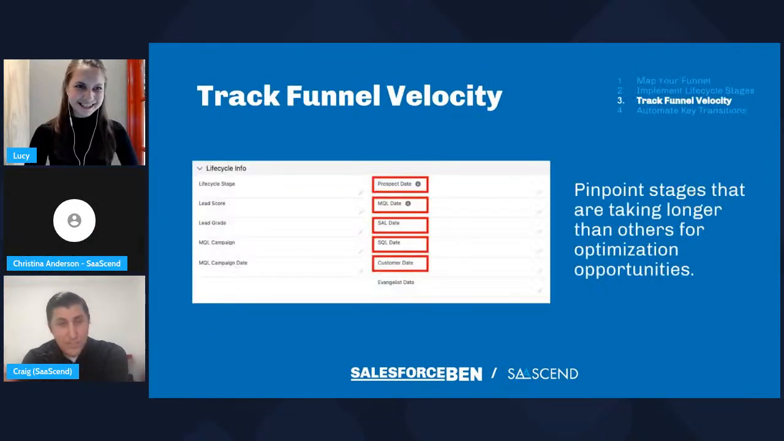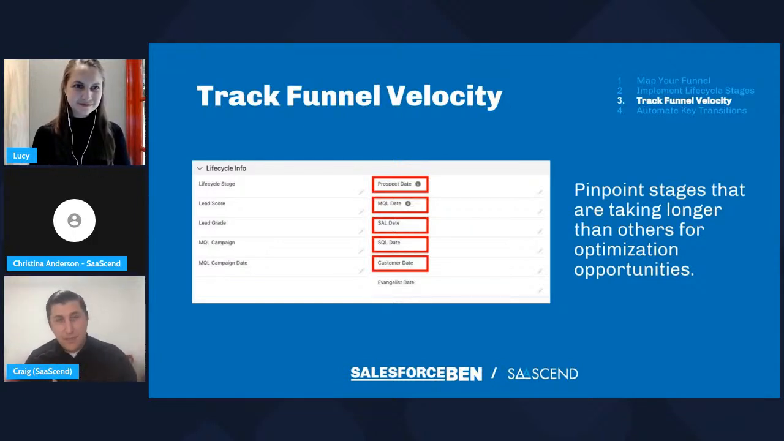So funnel velocity, as I've alluded to before. We have the individual stages, right? 1, 2, 3, 4, 5. Then we have date stamps for those key stages when they occur, and it's a linear progression. In some cases, you might skip steps, like a salesperson engaging with a prospect, and then they bring them to pipeline. There's no MQL, SAL for that type of progression.